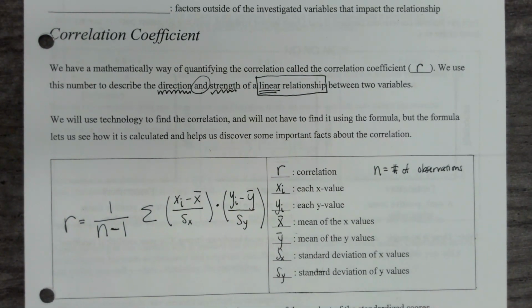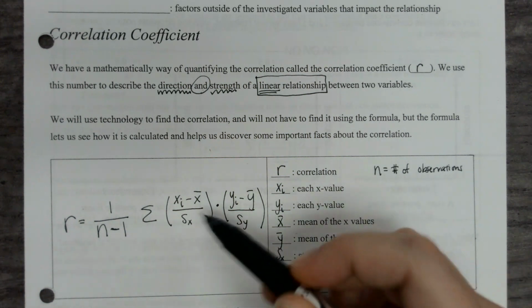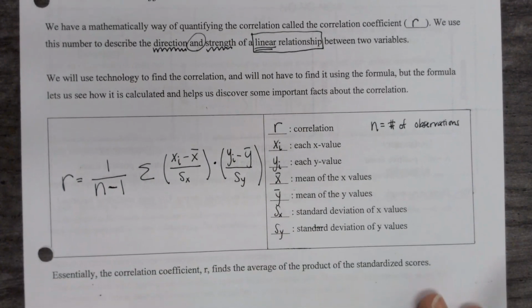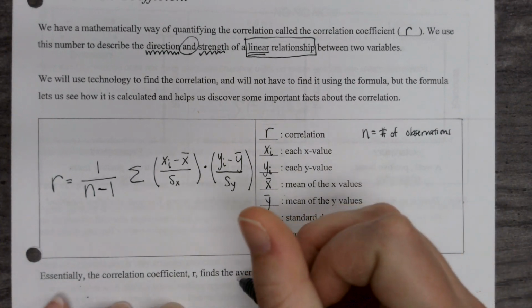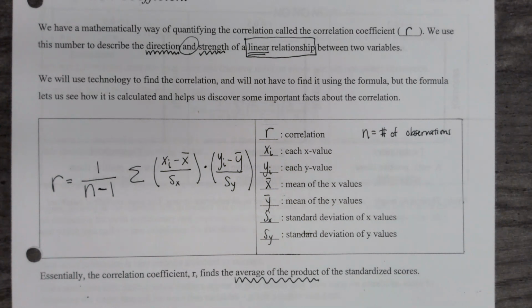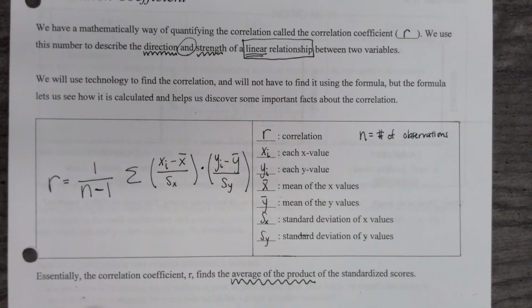Really what we're doing, essentially, is that we are trying to find the average of the product of the standardized scores. So this is standardizing our scores, and we find the average of our product of our scores. That's basically what our R value is. And we did this before in our Vitruvian man. You're going to do it by hand as well.